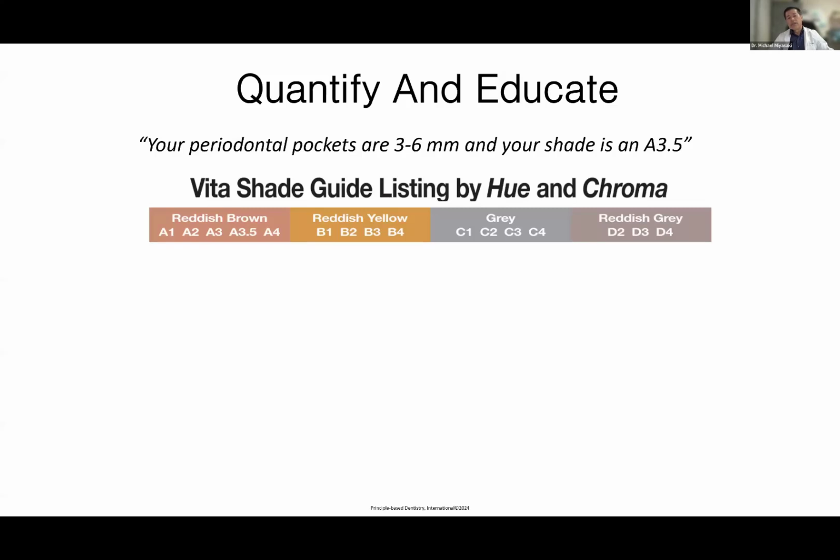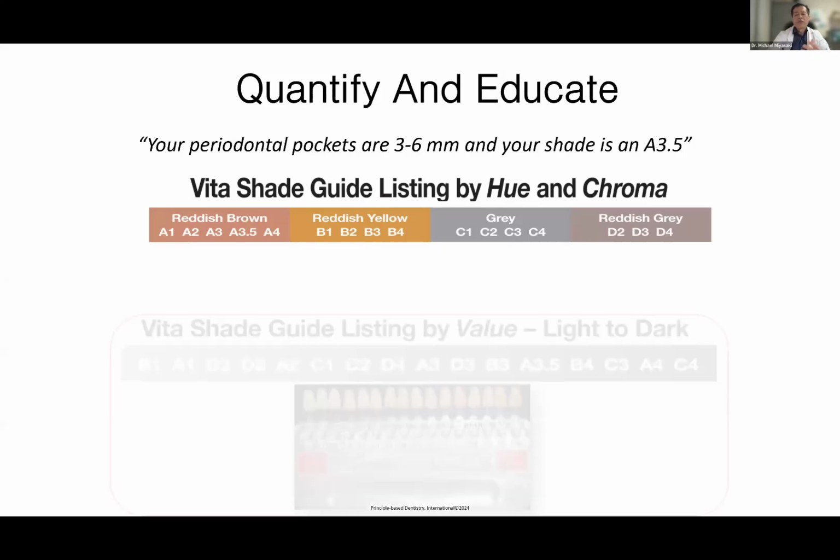And really quickly, the way that the B works is as we're doing our comprehensive examination, we've told the patient, hey, you've got 3 to 6 millimeter pockets. That just means we're losing a little bit of bone. Then you pull out your shade guide and say, well, you know what? The shade of your teeth is an A3.5. And then the patient's going to ask, well, what's A3.5 mean?